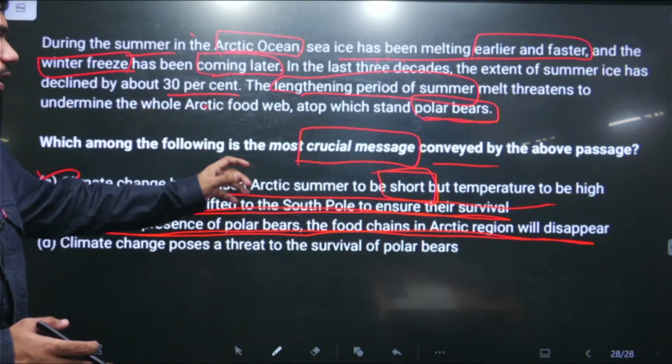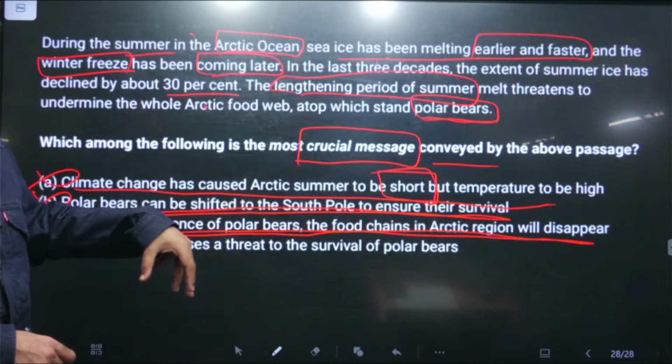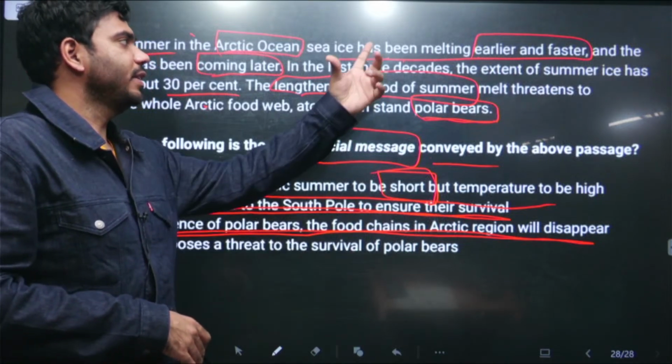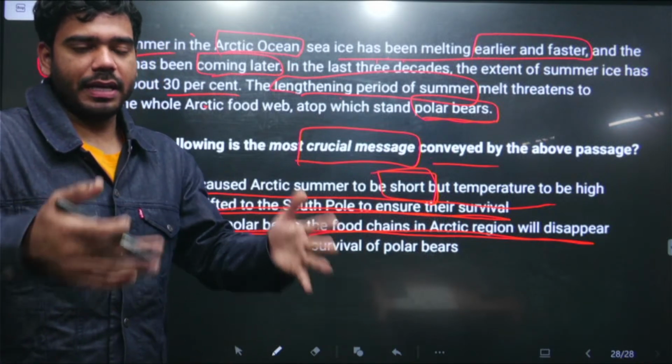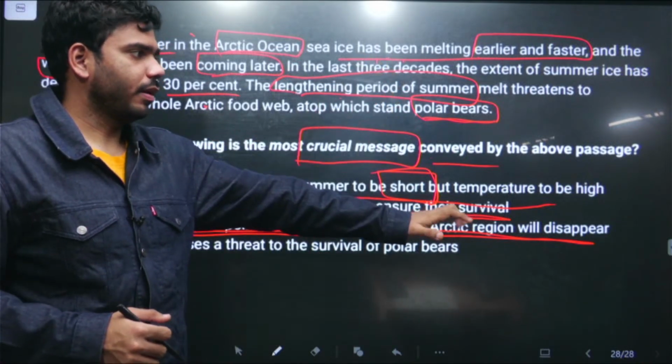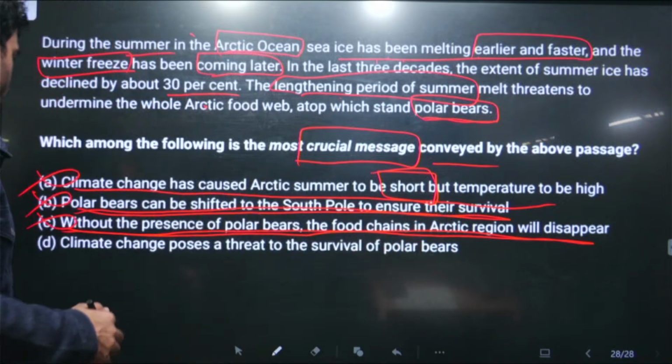And it can be that many of these can be true in actuality, true in a logical sense. But since this cannot be concluded, this cannot be taken from this given paragraph, so never accept these statements as the correct statements. So this is also wrong.